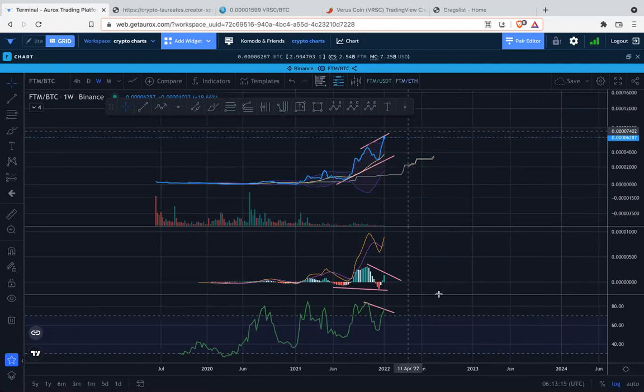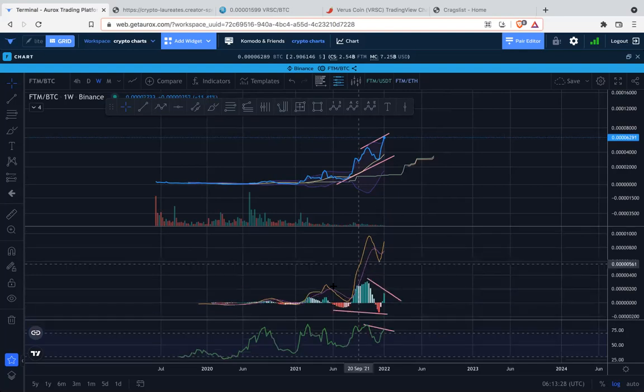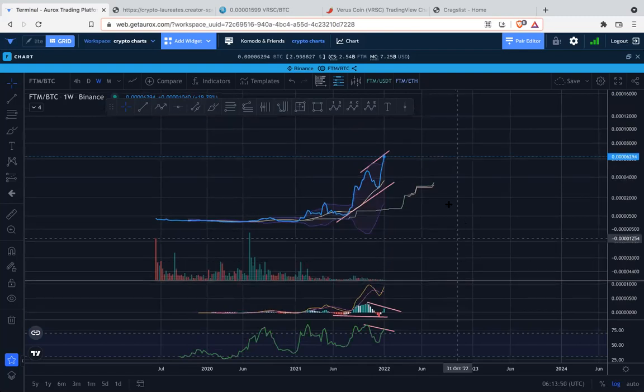Okay, I'm gonna have to bring these down for a second. Just a bit of lag here. Just give it one second. But if you notice here, we're starting to deal with some potential divergences that are concerning, to say the least, on this FTM chart. So what do I see?